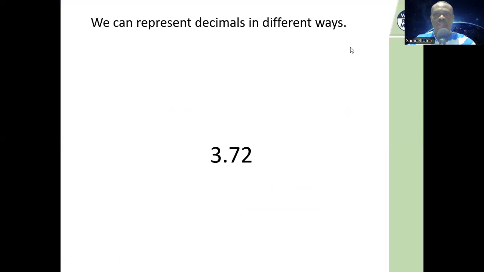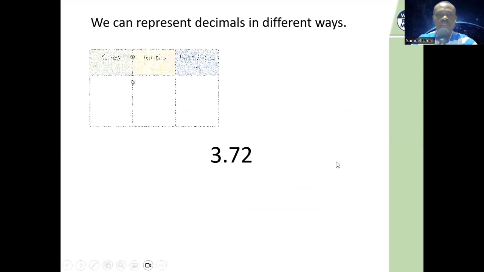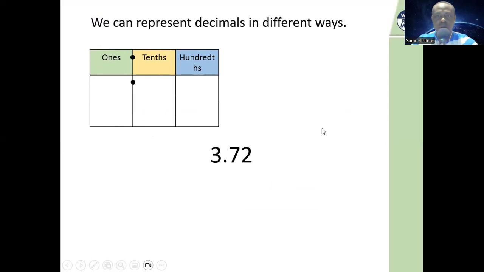Let's do some new learning. We can represent decimals in different ways. In fact, the first way, if we want to represent this number, would be a place value chart, which we have looked at. So this will be 3 ones, 7 tenths, and 2 hundredths. So we can use counters to represent the numbers here, showing the place value of each of these digits in this decimal number.